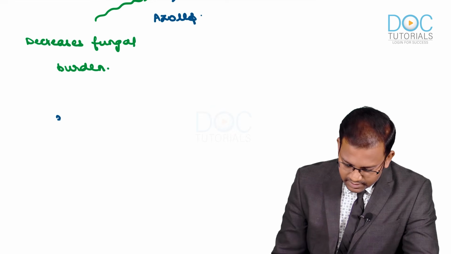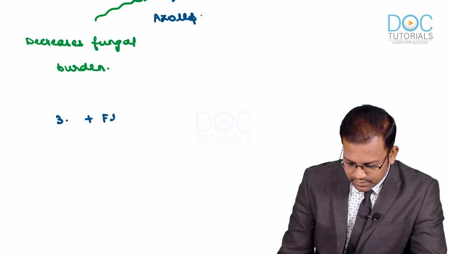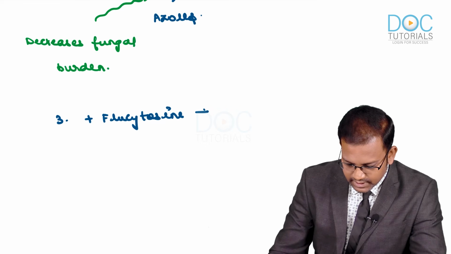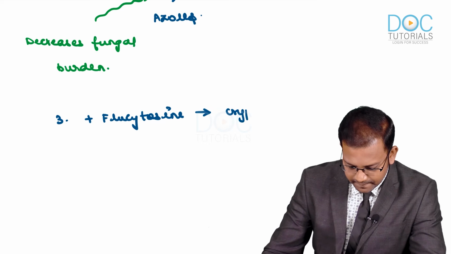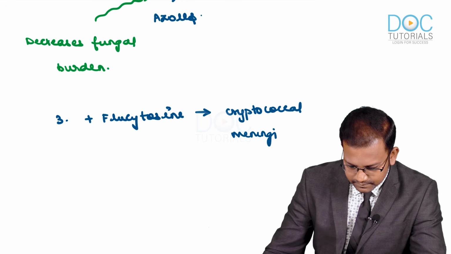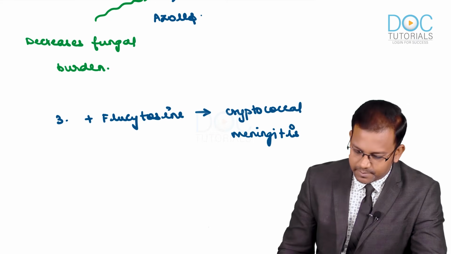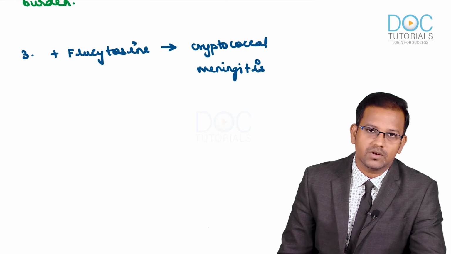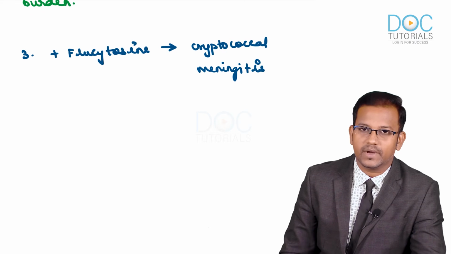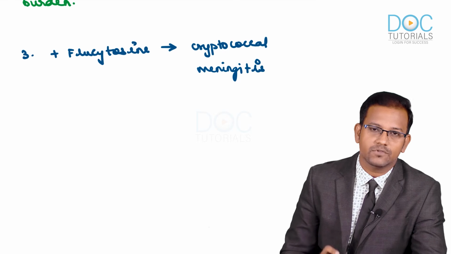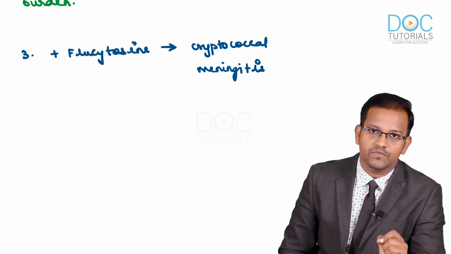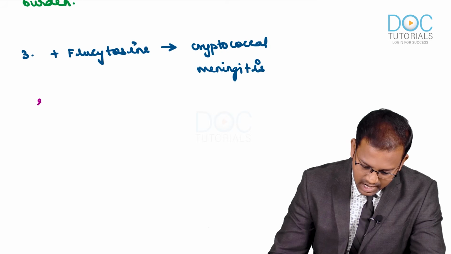Clear? The next important point is, this drug can be given along with flucytosine for the treatment of cryptococcal meningitis. And why only with flucytosine, and not with other drugs or for other conditions? Because amphotericin B with flucytosine has supra-additive effects.